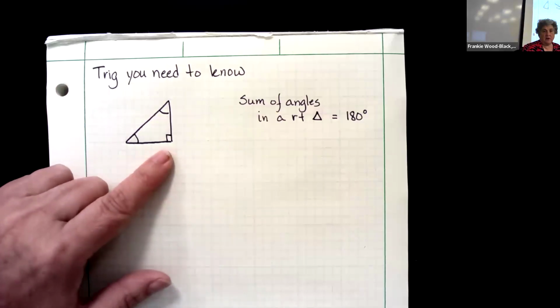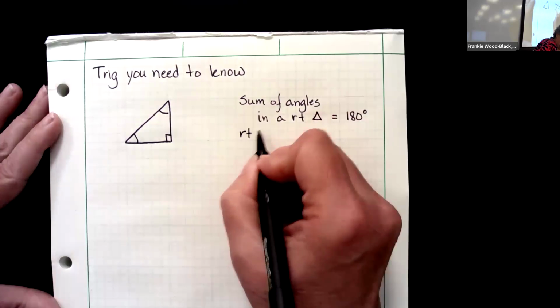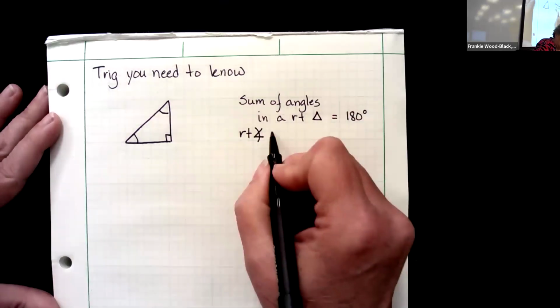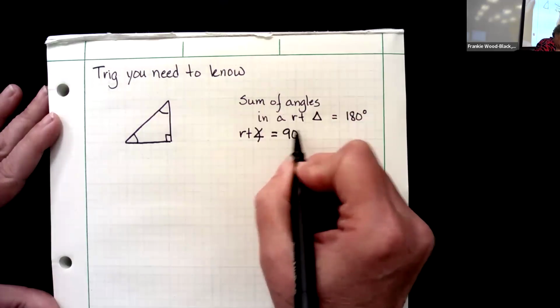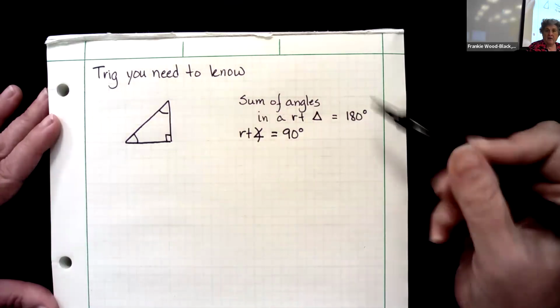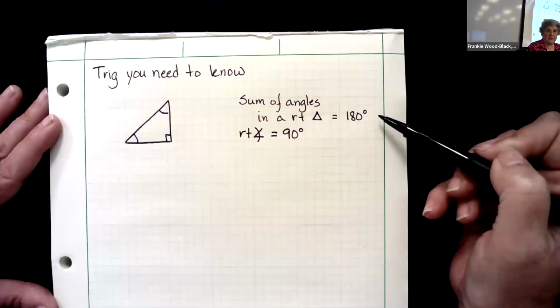But if we know this one is a right triangle, a right angle, and this is how you designate it, a right angle is equal to 90 degrees. So we've got that right angle equal to 90 degrees. We know the sum of the angles in a right triangle is 180 degrees. The sum of the angles in any triangle is equal to 180 degrees, but that's the way we start.